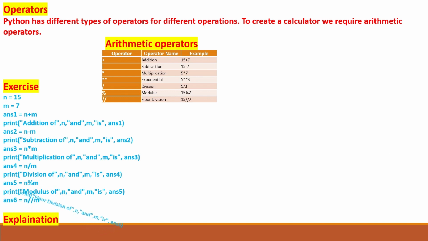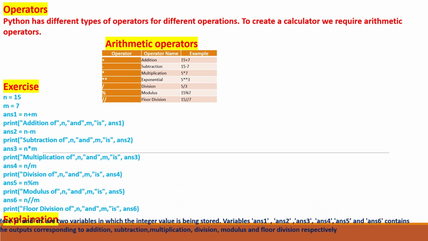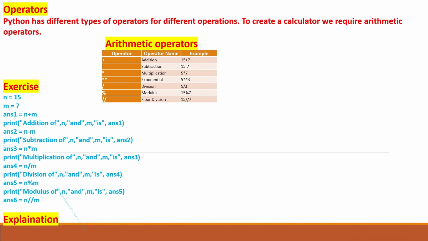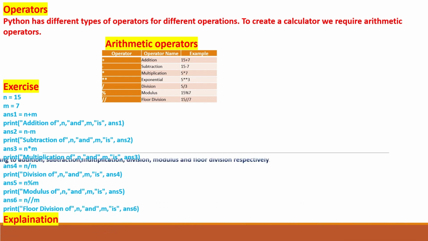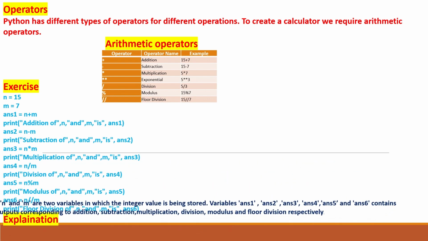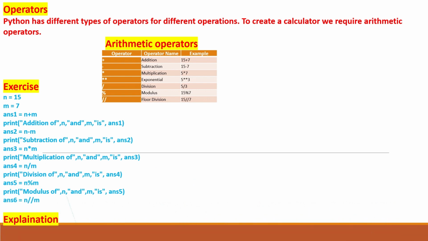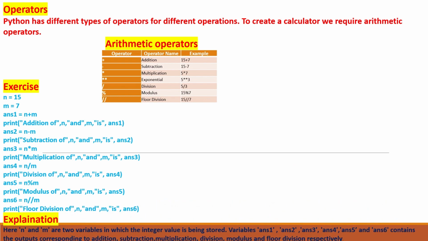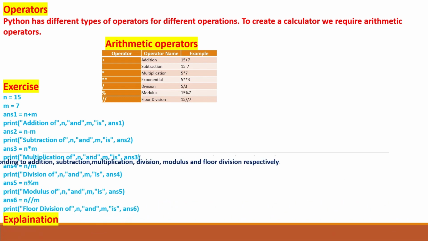Explanation. Here n and m are two variables in which the integer values are being stored. Variables ans1, ans2, ans3, ans4, ans5 and ans6 contain the outputs corresponding to addition, subtraction, multiplication, division, modulus and floor division respectively.